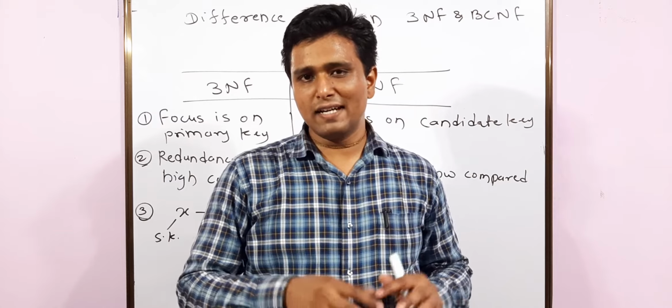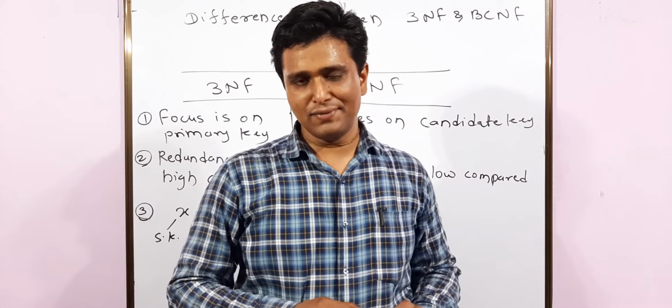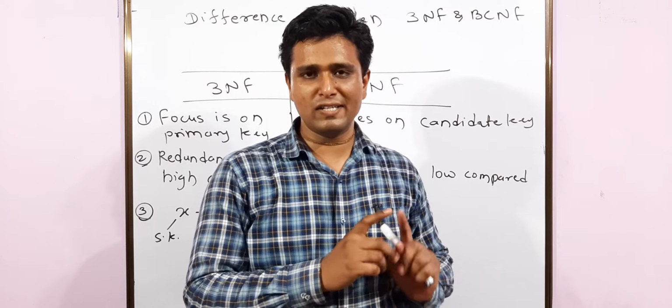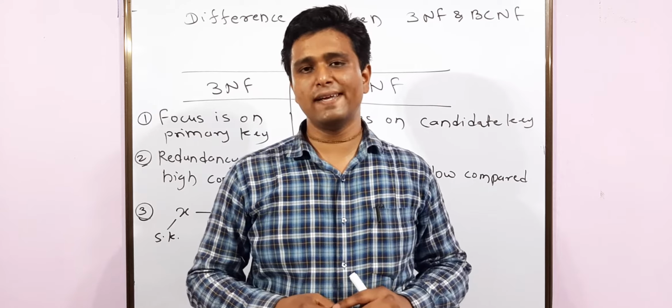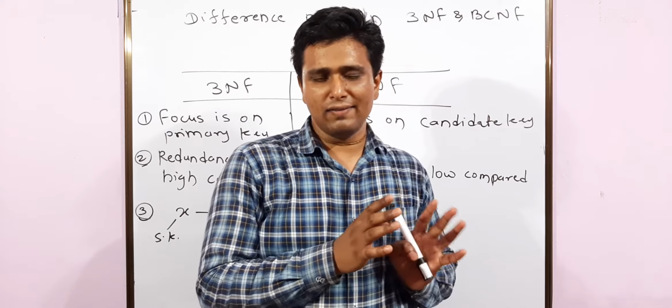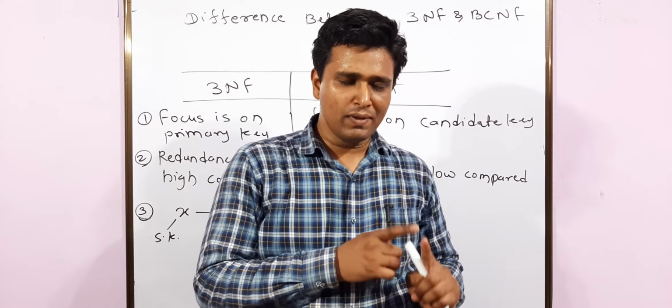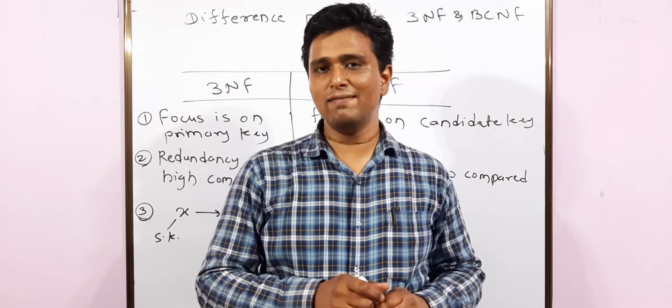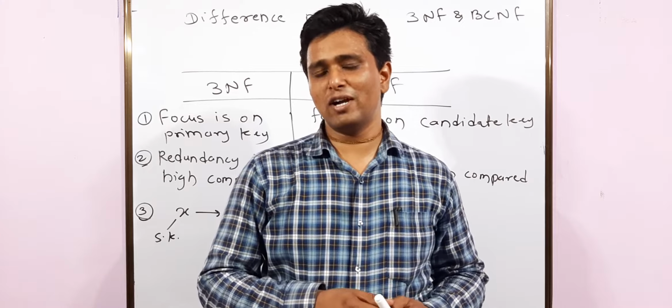I would like to discuss the difference between 3NF and BCNF. In our video series, we have studied what is first NF, second NF, third NF. I would like to start with 2NF. What is 2NF? It should be free from partial functional dependency. Then we can say that the relation or table is in 2NF.